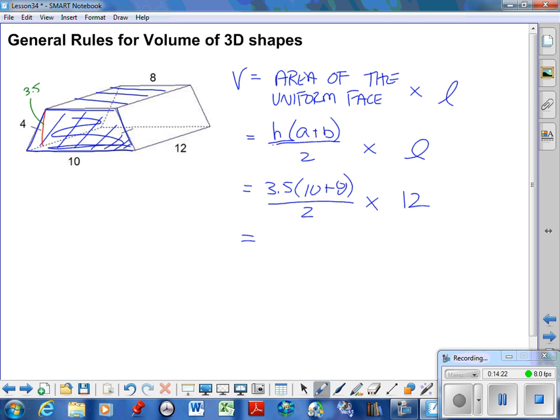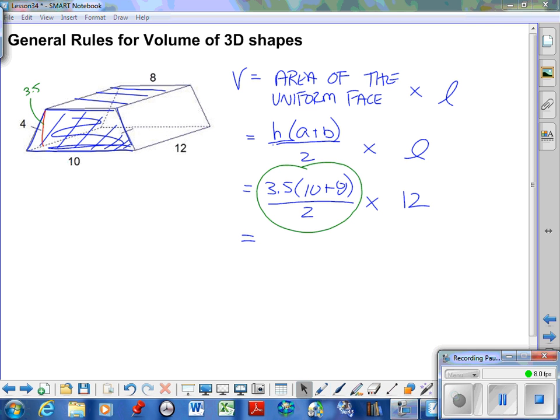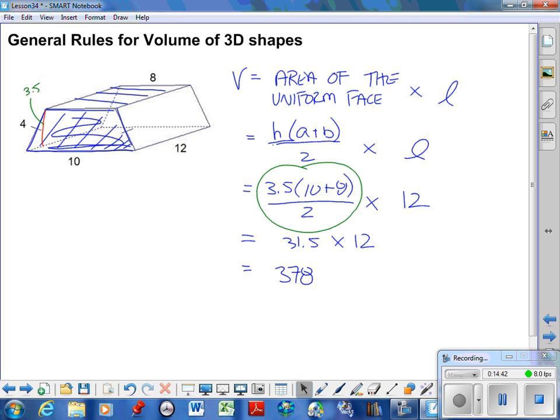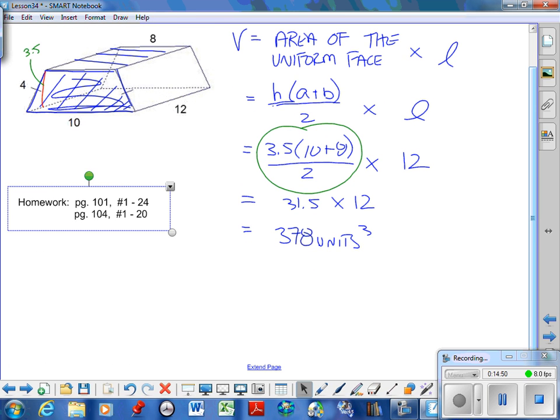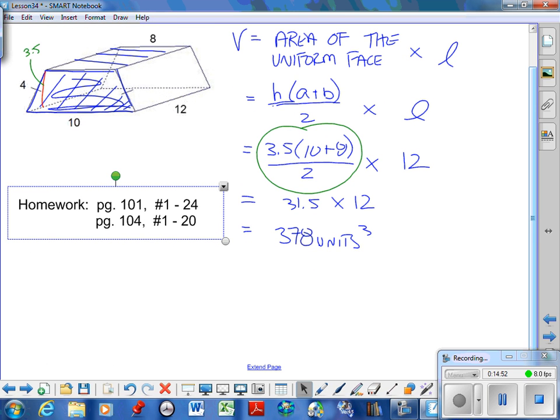This first part is finding the area of the card. The area of that card ends up being 31.5. And if we stack 12 of those on top of each other, we end up with 378. We are talking units cubed here. Anytime you have a 3D prism, you can break it down. So there's the homework. If you have any questions, we'll work through it in class and talk about it then.